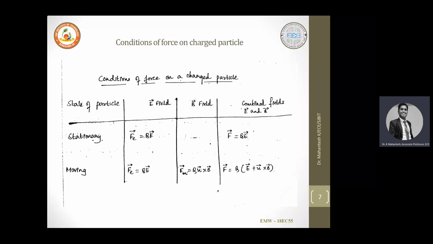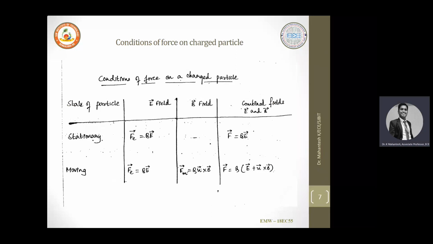Whereas when the state of the particle is moving, the charge experiences a force with respect to the electric field given by Fe equals QE, and also a magnetic force is experienced by the charge moving with velocity v, which is Q V cross B. Therefore, the total force exerted by the combined fields E and B is given by F equals Q of E plus V cross B.